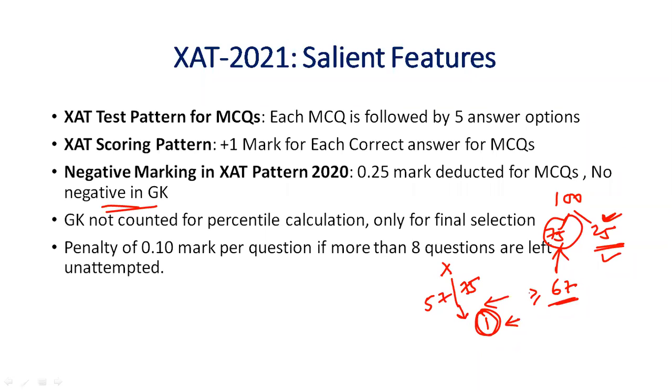So don't be under the impression that you have to save this 0.1 mark, and therefore guess everything, because you have a negative of 0.25. Right? 0.25 is greater than 0.1, so the opportunity cost is too high. Hence, don't guess too much. Do as much as you can. Anyways, its weightage is not much, right? You can see that if you leave 10 questions, then it is 1 mark. It won't make much difference.